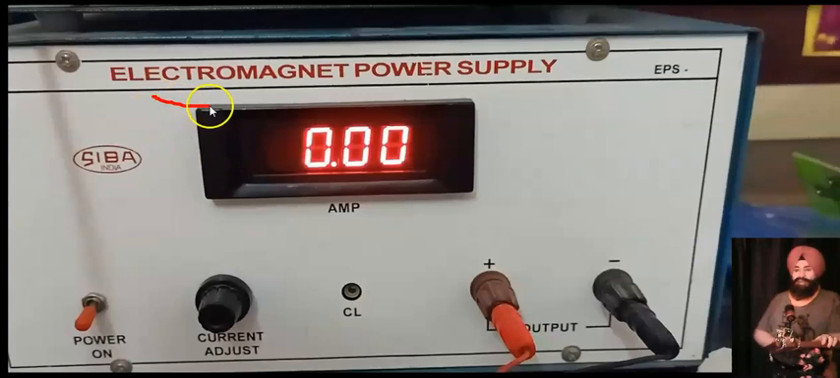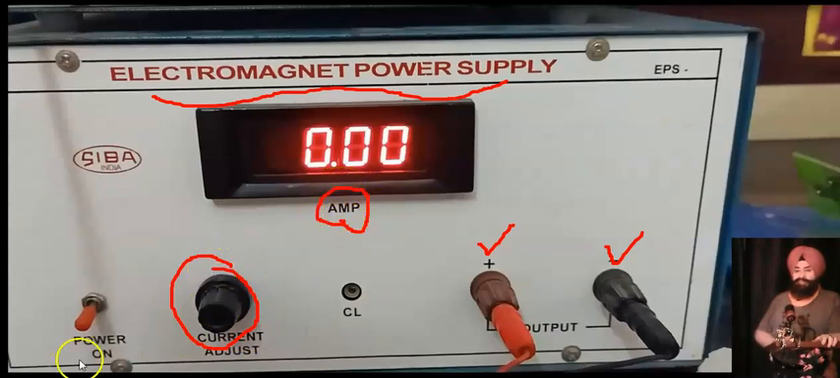This is a supply, the electromagnet power supply. With the help of this supply, we'll give current to the electromagnet. These are the connections, positive, negative, DC supply. DC current will be passed to the electromagnet, and the current will be adjusted through this knob, and the current is in ampere.